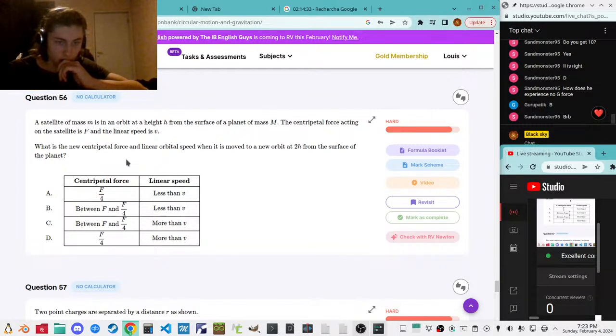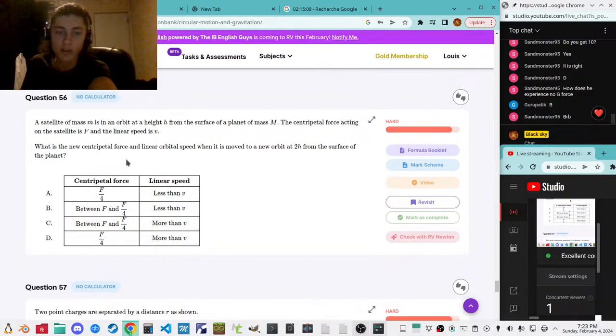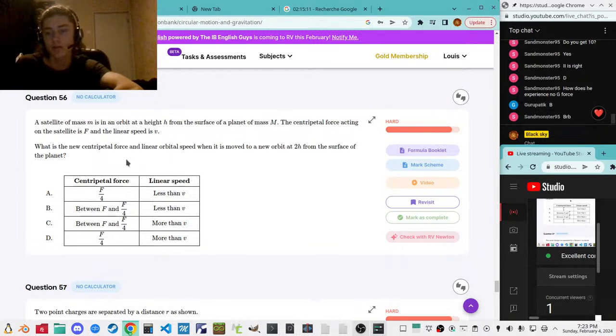What is the new centripetal force and linear orbital speed? So basically, you're just changing h. Oh yeah, there we go. We've got one viewer. What is the new centripetal force and linear speed when it is moved to a new orbit at 2h? What is the new centripetal force and linear orbital speed when it is moved to a new orbit 2h from the surface of the planet? What is it actually?